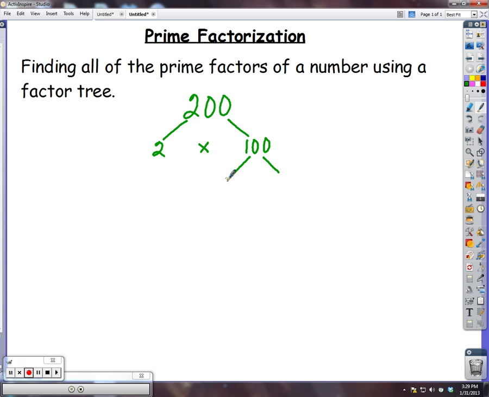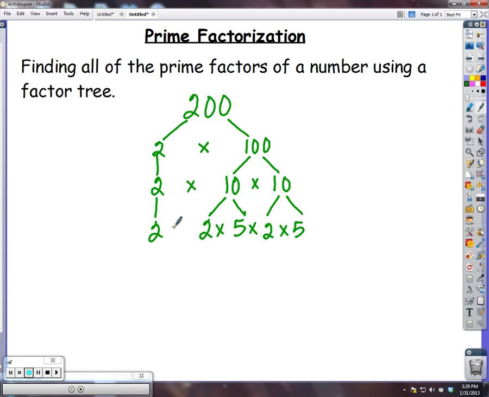100, you could say 2 times 50. You could also say 10 times 10. So let's use 10 times 10. Since 2 is prime, we just drop it down along with the multiplication sign. Now in my second factor string, the 2 tens are composite numbers. So I will have branches coming from the 2 tens. 10 is 2 times 5. Obviously this 10 is also 2 times 5. And bring down my multiplication sign. And then I have to drop down my prime number 2.